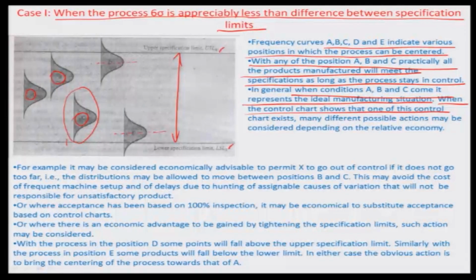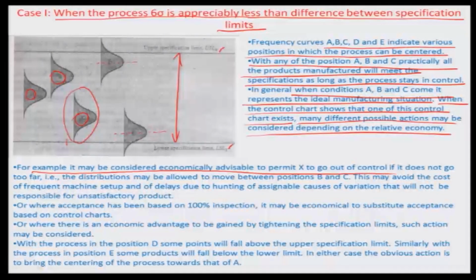When the control chart shows one of these conditions, many different possible actions may be considered depending on the relative economy. For example, it may be economically advisable to permit X-bar to go out of control if it does not go too far, because the means are quite far away from the upper and lower specification limits, and even a little bit of run out should be allowed. So the distributions may be allowed to move between positions B and C, considering the process mean and the spread of process A.